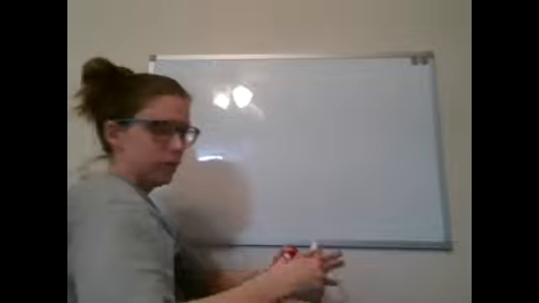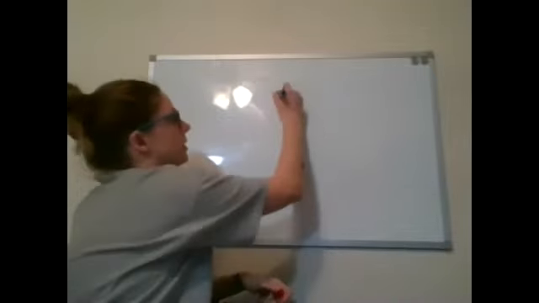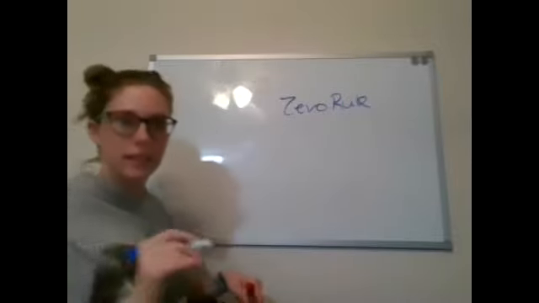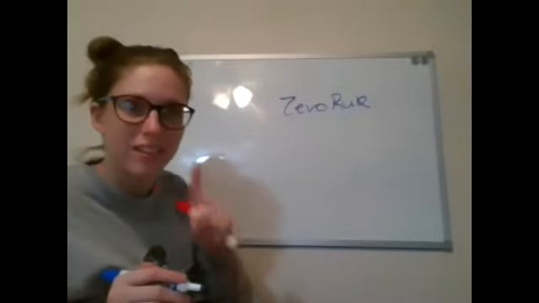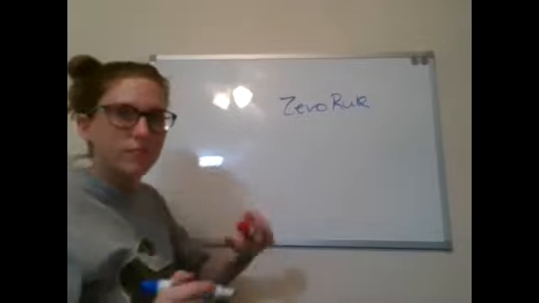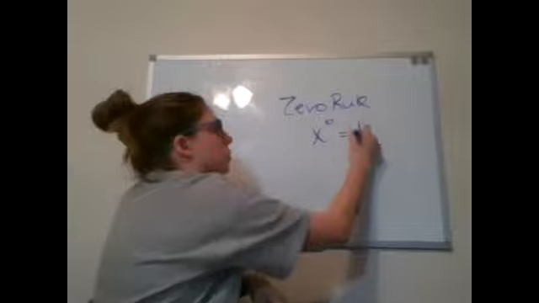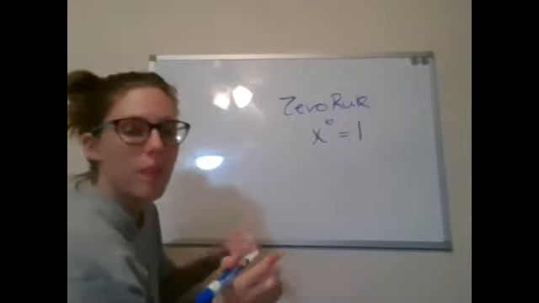The last one is my favorite. It is the 0 rule. It says that anything to the 0 power is 1. Anything. So I'm going to put right here, x to the 0 equals 1. That's the rule.